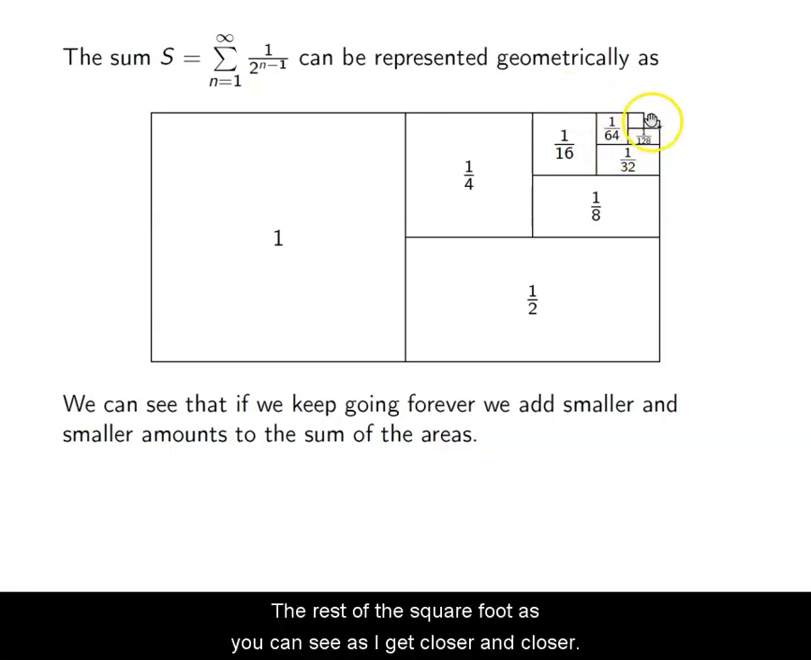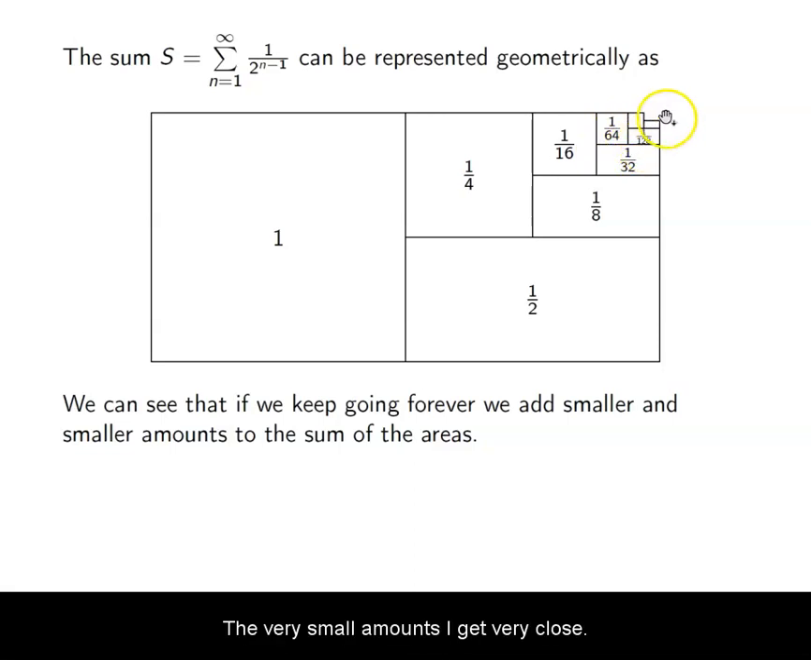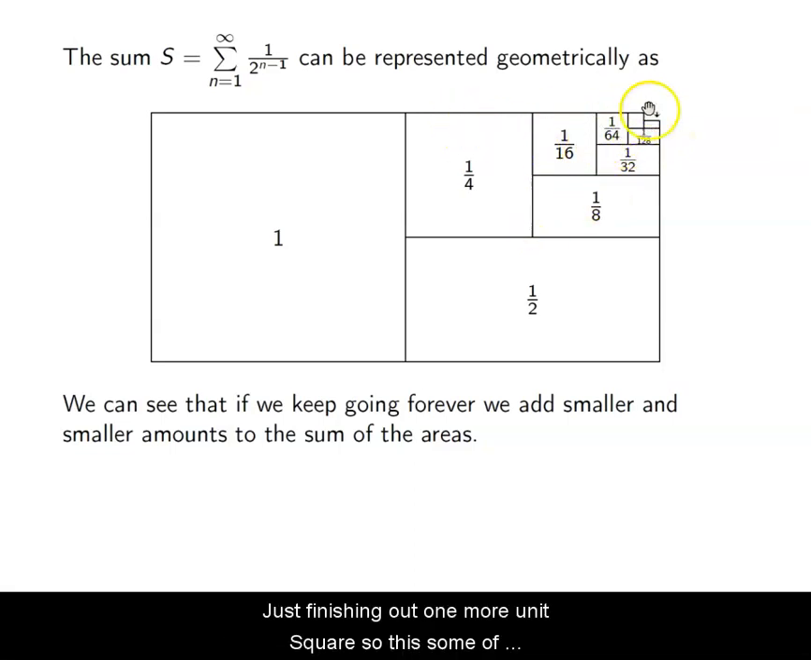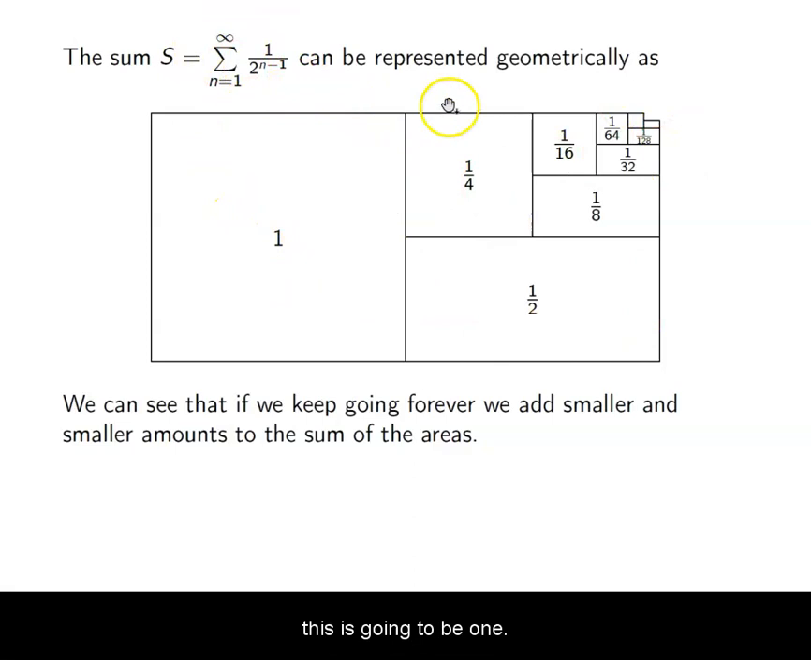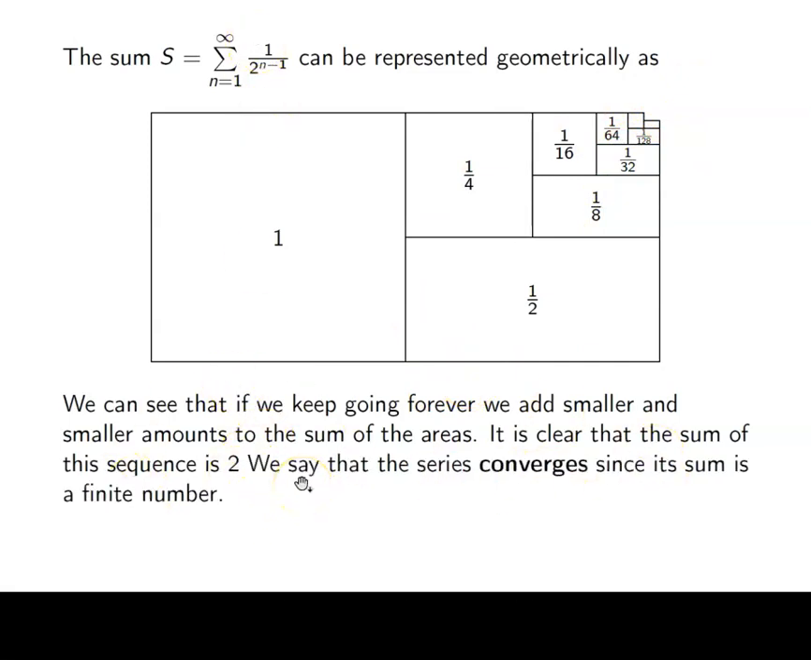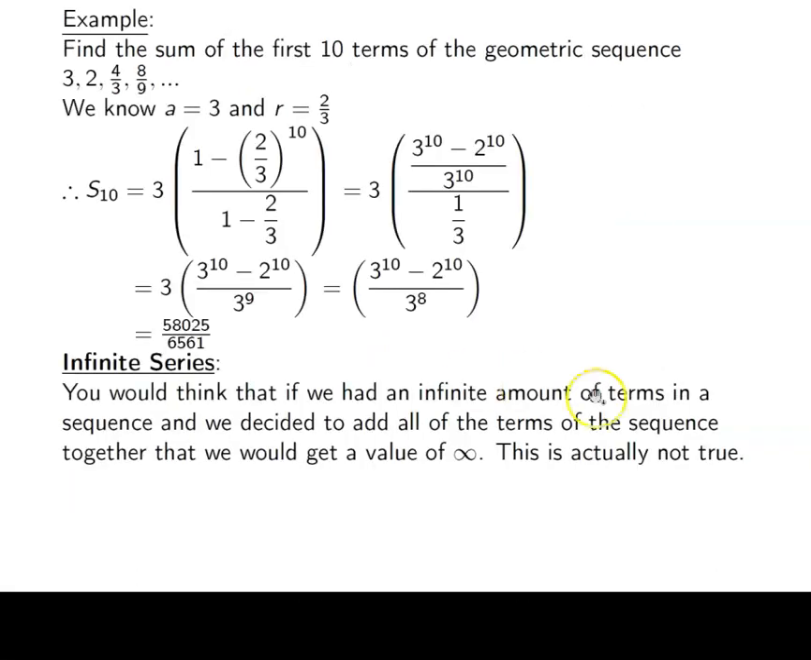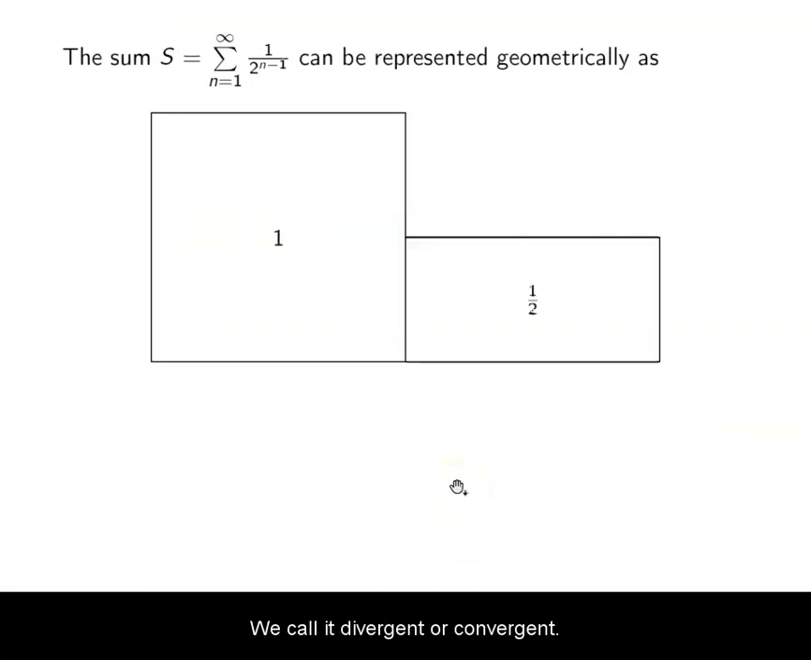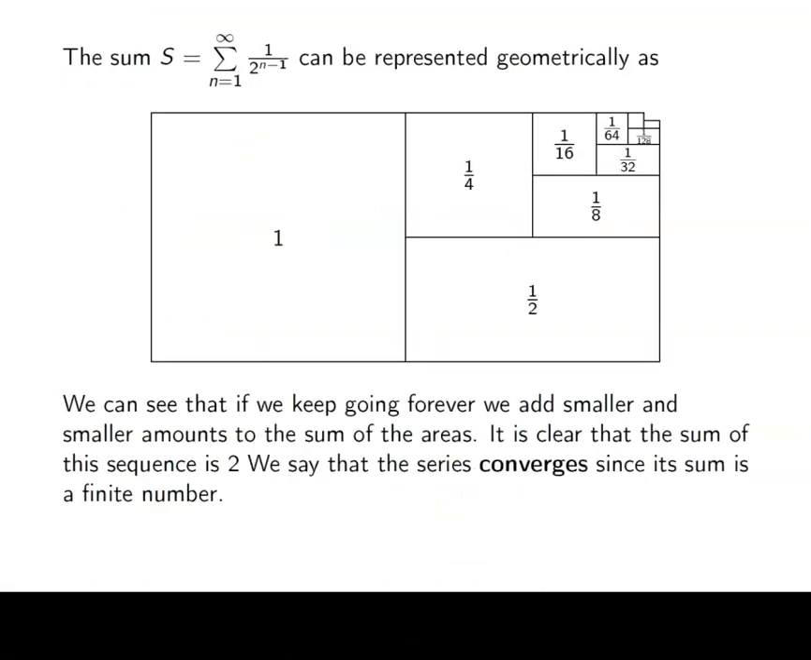But as you can see, as I get closer and closer to very, very small amounts, I get very close to finishing out one more unit square. So the sum of this is going to be 1 plus 1 as my sums go to infinity. Okay, so it's very clear that the sum of this sequence is going to be 2. Right? We say that it converges. If a series converges to a single value, like this one does to the value 2, it's a convergent series. If it does not converge and it goes to, like we thought it would, infinity, we call it divergent. Okay, so it's either convergent or divergent in nature.